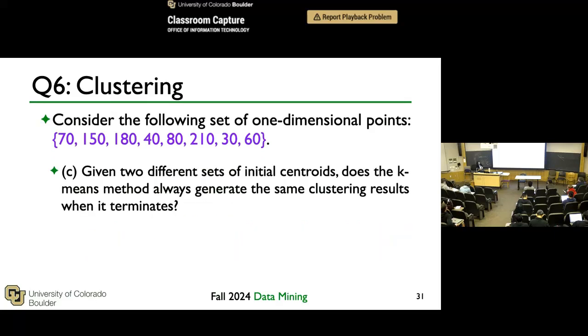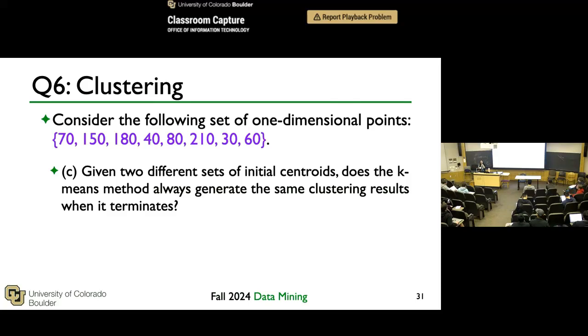Okay, so given two different sets of initial centroids, does the k-means method always generate the same clustering results when it terminates? Yes or no? No. We talked about how k-means is a heuristic method. It doesn't guarantee the global optimum. And the way it works, the initial centroids can have a significant impact on how you're partitioning the points.